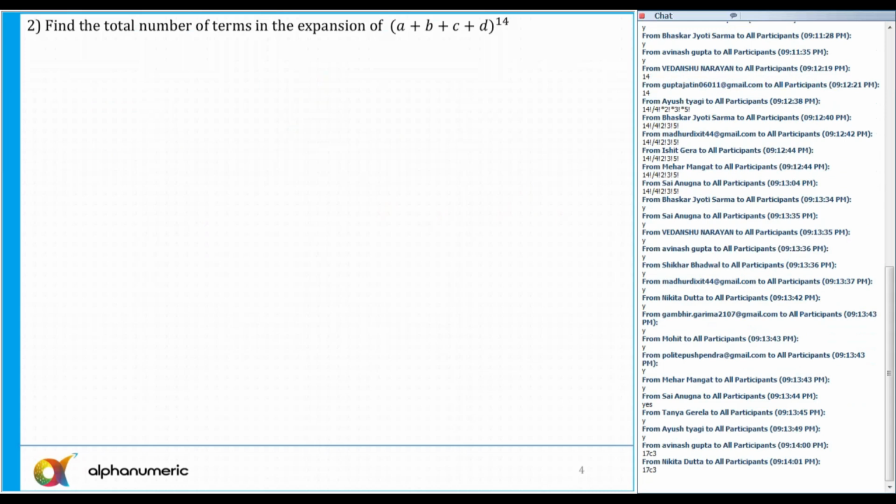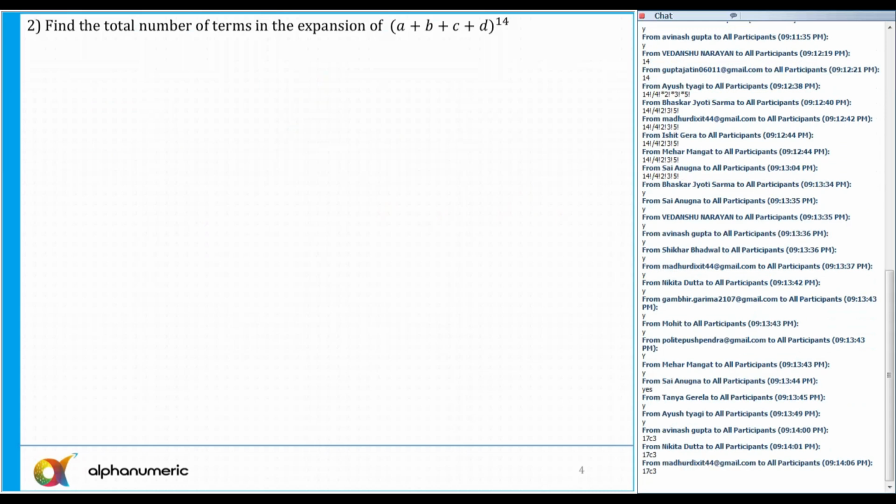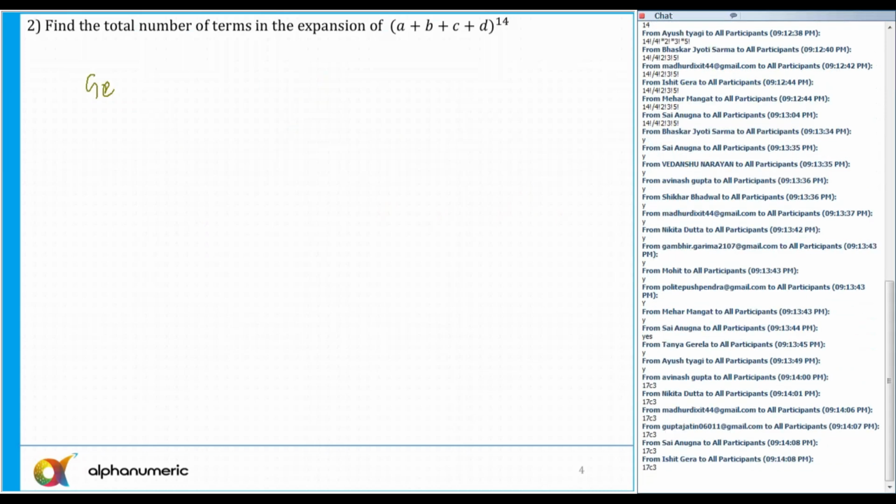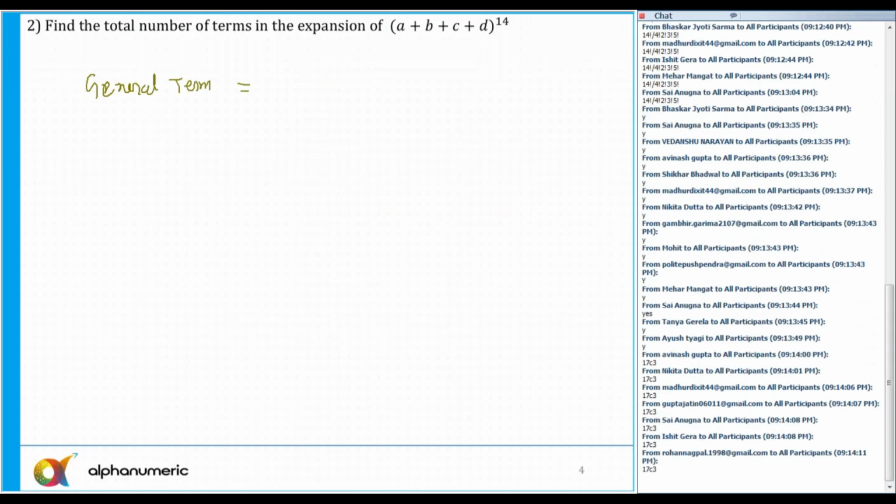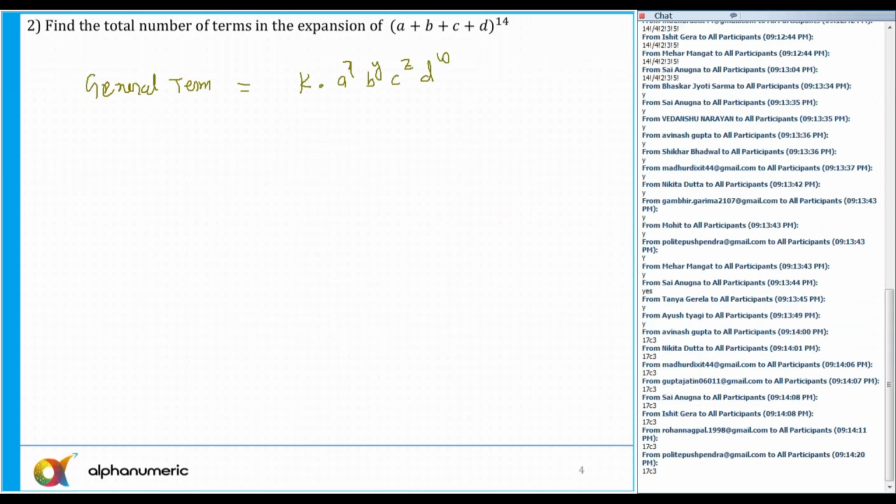So when I expand this, what is the general term? If I write down the general term, it will be some coefficient k into a raised to power x into b raised to power y into c raised to power z into d raised to power w. But the sum of all the powers, x + y + z + w, must be equal to 14. And I need to find the number of non-negative integral solutions. Okay, non-negative integral solutions. So the answer is what?